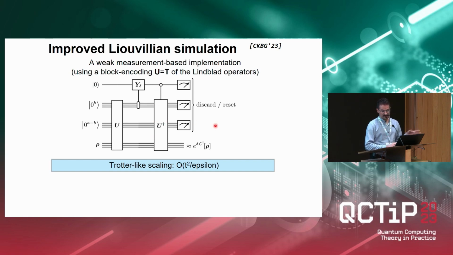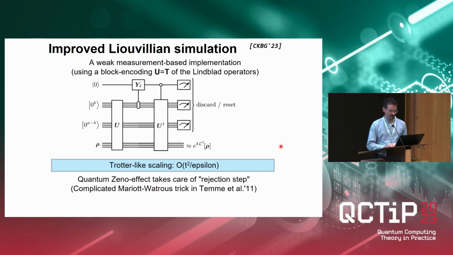It turns out that this simple circuit, if you analyze it, approximately does a delta time step of your Liouvillean. And so if you choose delta small enough and repeat it sufficiently many times, then this gives rise to scaling which is analogous to first order Trotter scaling. So the ultimate complexity would be something like t squared over epsilon if you want to simulate this Liouvillean evolution for time t with precision epsilon. This is the same as first order Trotter.